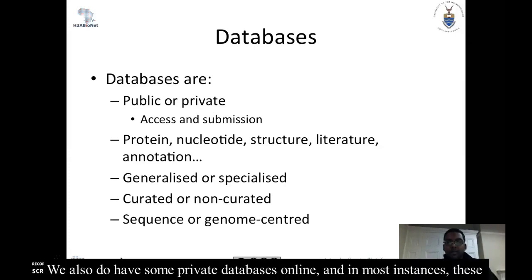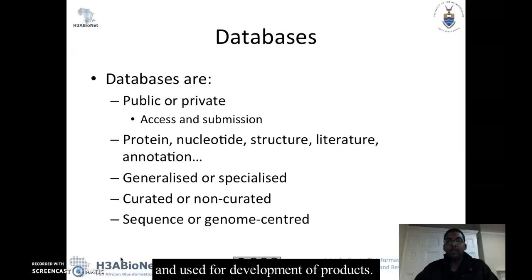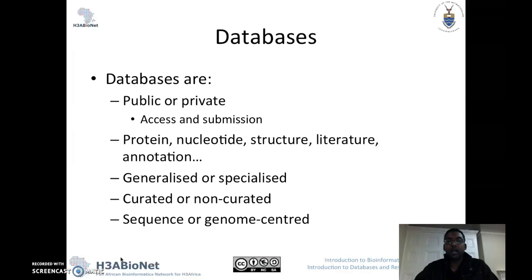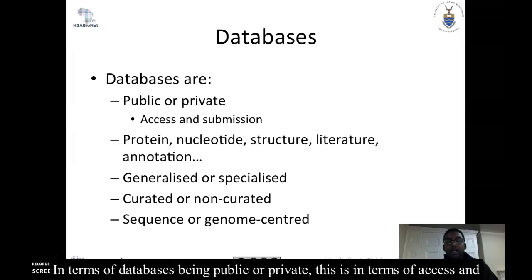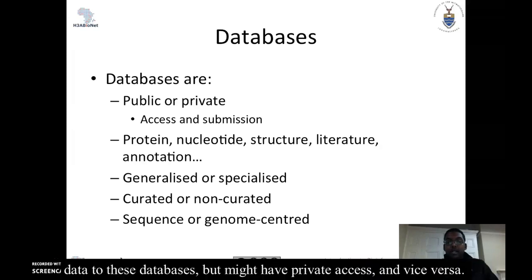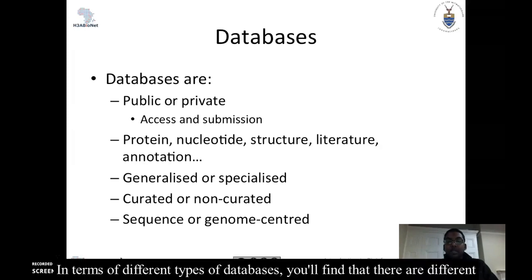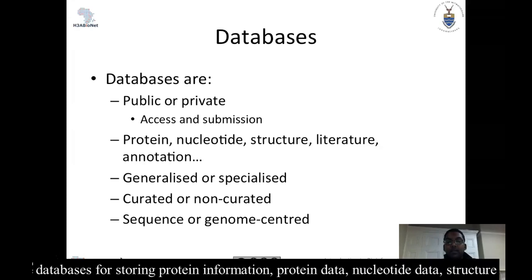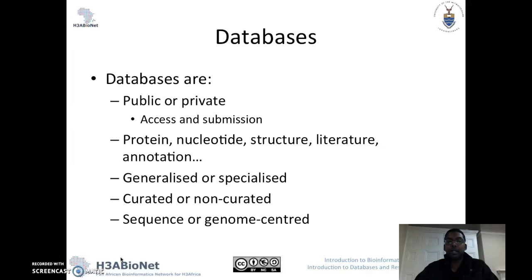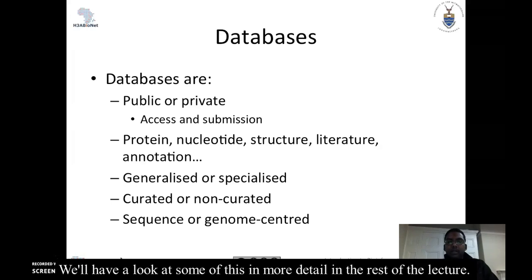We also do have some private databases online, and in most instances, these databases are housed, maintained and generated by private companies and used for development of products. In terms of databases being public or private, this is in terms of access and submission. So you might find that some databases allow you to publicly submit data, but might have private access, and vice versa. In terms of different types of databases, you'll find that there are different databases for storing protein data, nucleotide data, structure data, literature data, annotation data, etc. And we'll have a look at some of these in more detail in the rest of the lecture.